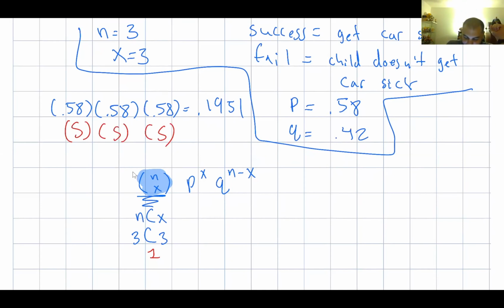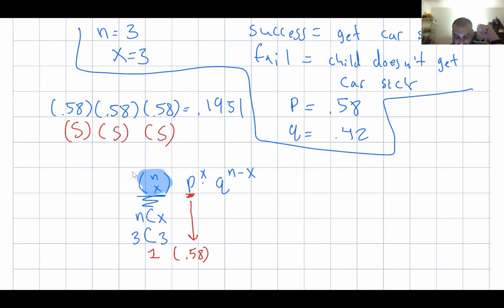Okay. What about the p? What does p stand for? Cool. Probability of success. What do we say is the probability of success in this case scenario? 0.58. So I'll drop this down and we'll say p is 0.58.